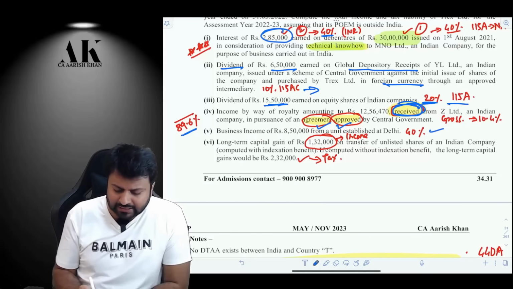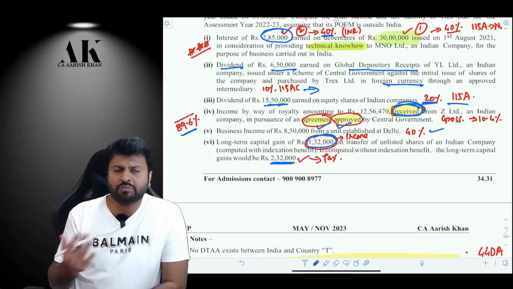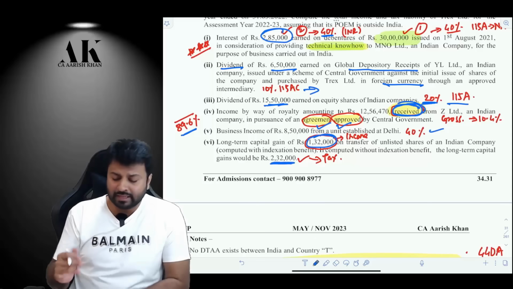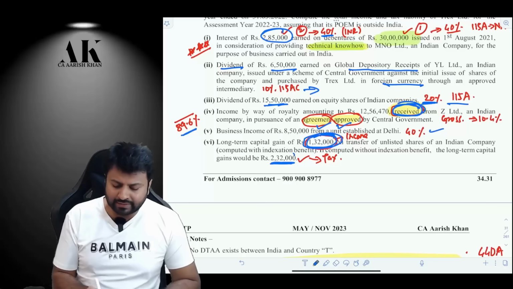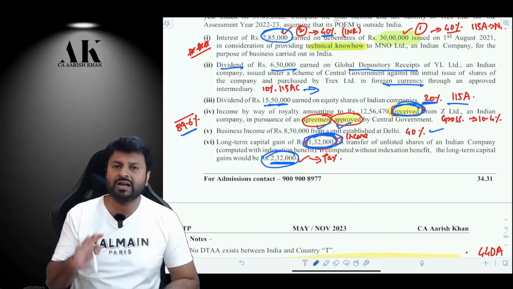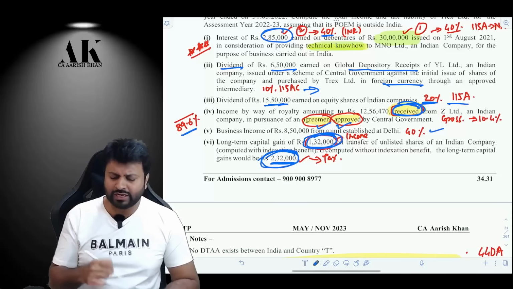The long-term capital gains with indexation benefit comes to 132, without indexation benefit comes to 232. Now you have an option, you can take either of the two. What ICI has done is, while computing the income they have taken 132, but while computing the tax they have taken 232. They cannot take two different amounts. So you take one of the amounts here. Let's take 232, that would be more beneficial.